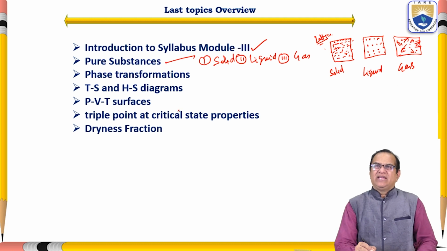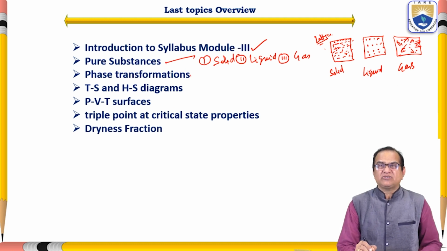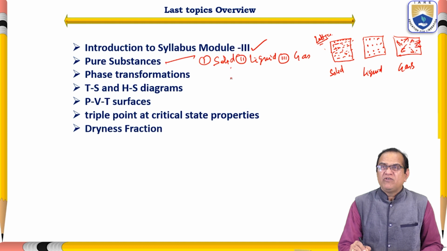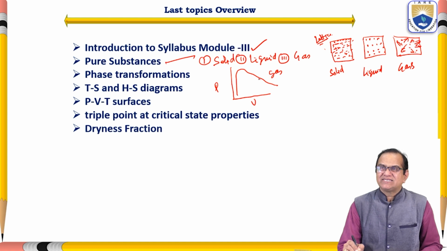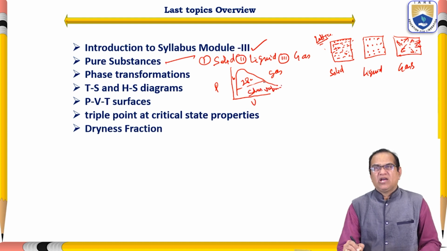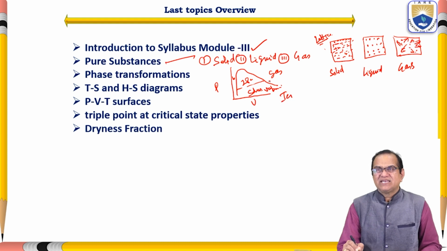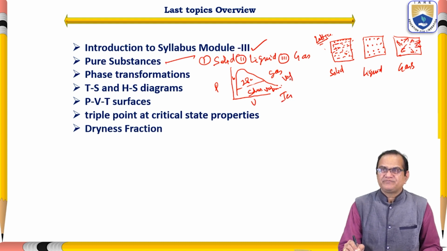Then we have the phase transformations. How does the transformation of the phase happen? We have seen this PV diagram of a two-phase system. Here is the gas, this is the two-phase region, and here we have the liquid. Here we have the solid and vapor system, like water: here you have the ice, here you have the vapor or steam, and here you have the liquid water, and here a mixture of water and vapor.